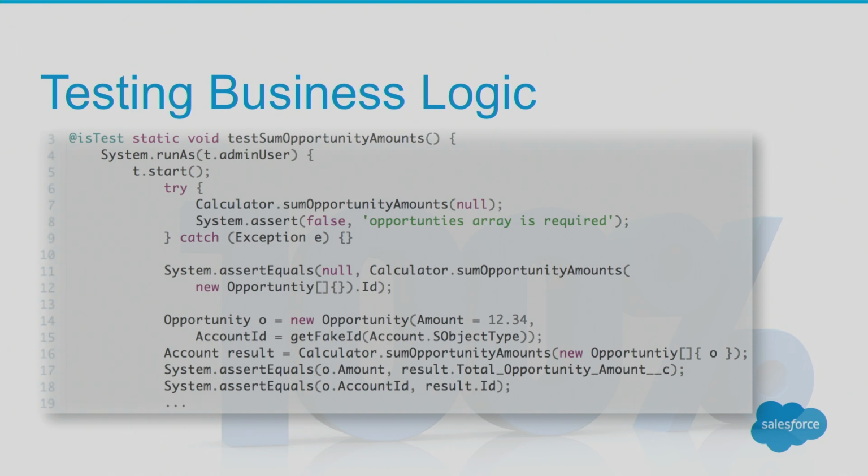So you notice there's no SOQL in any of this. There's no DML, right? So we use our getFakeID method there in line 15 to generate an account ID to assign to the opportunity. And it runs super fast and isn't dependent on the rest of the system at all.